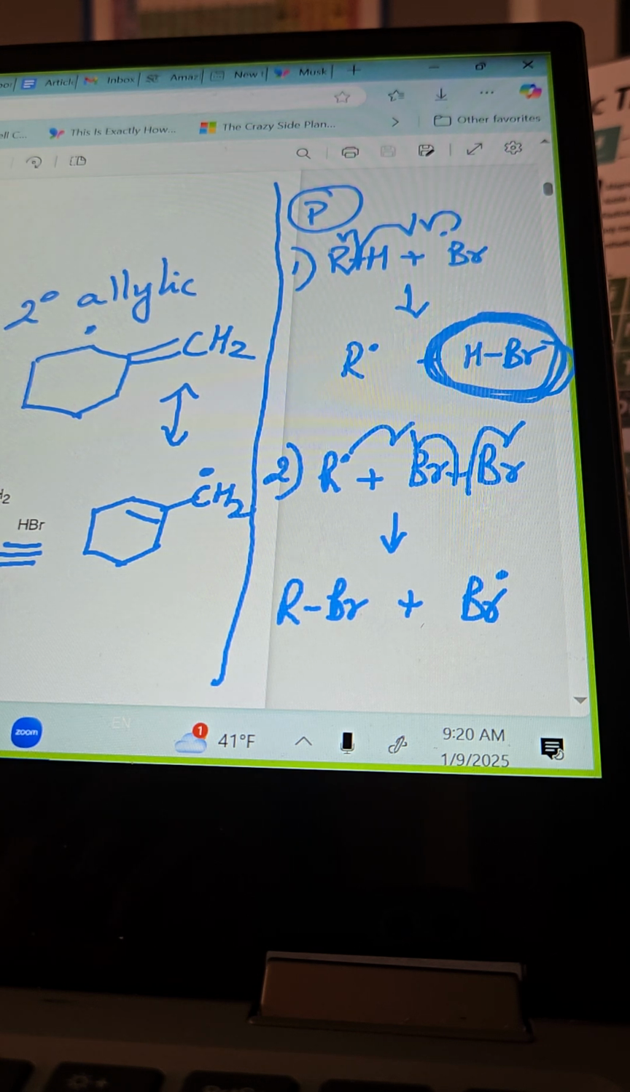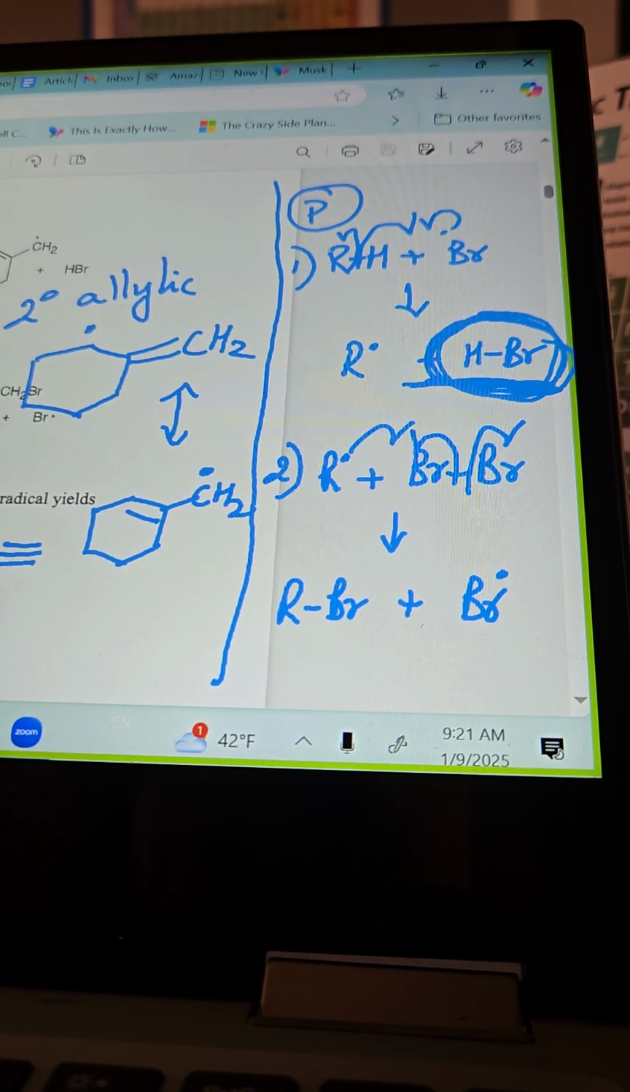This is the same mechanism for all of these reactions. If you know the mechanism, this is happening in the first step, this is happening in the second step, and so on. You will see that there is an HBr or HCl created whenever there is a free radical halogenation. That's the byproduct, the side product.